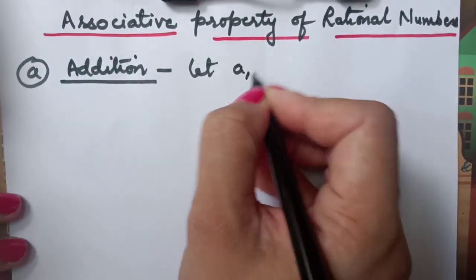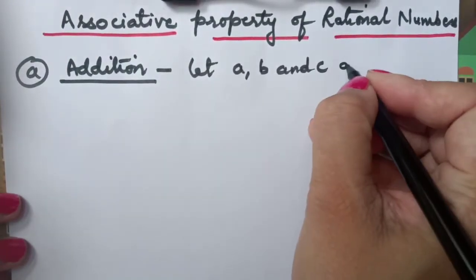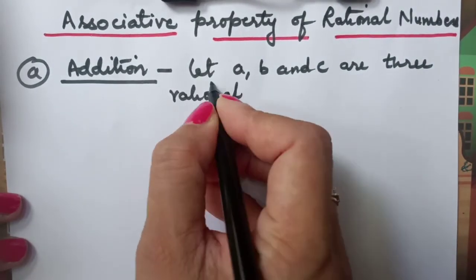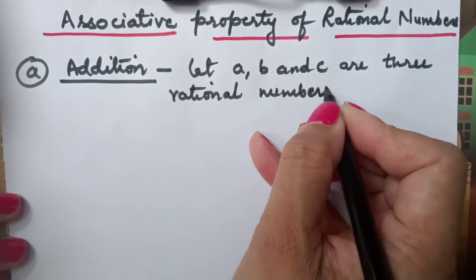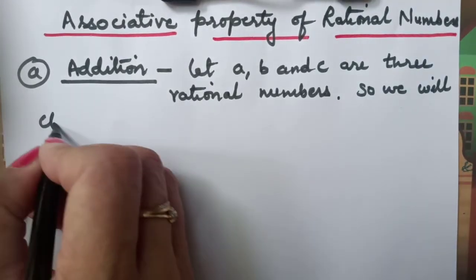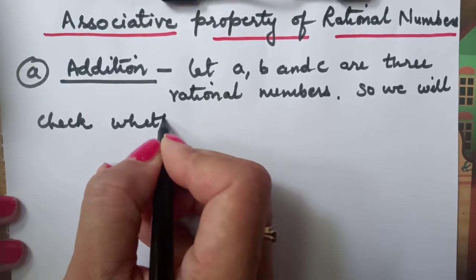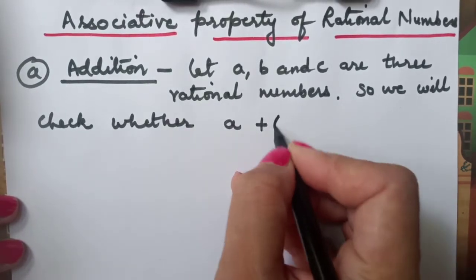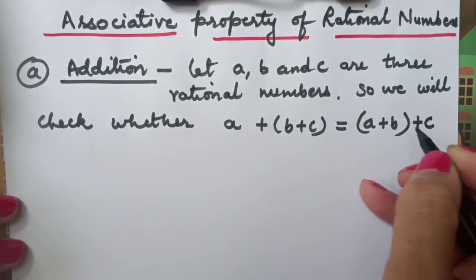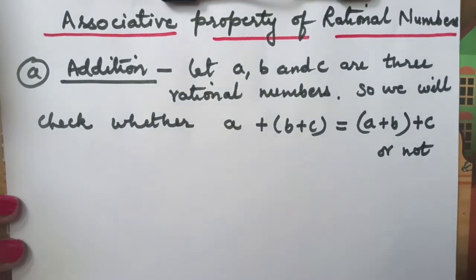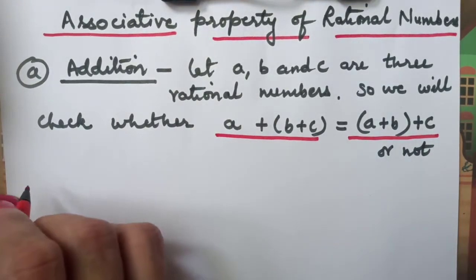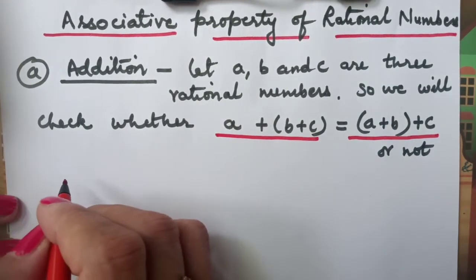Let A, B and C are three rational numbers. So we will check whether (A plus B) plus C is equal to A plus (B plus C) or not. This is the property. This is the associative property of addition for rational numbers. तो हम ये चेक करेंगे सबसे पहले.